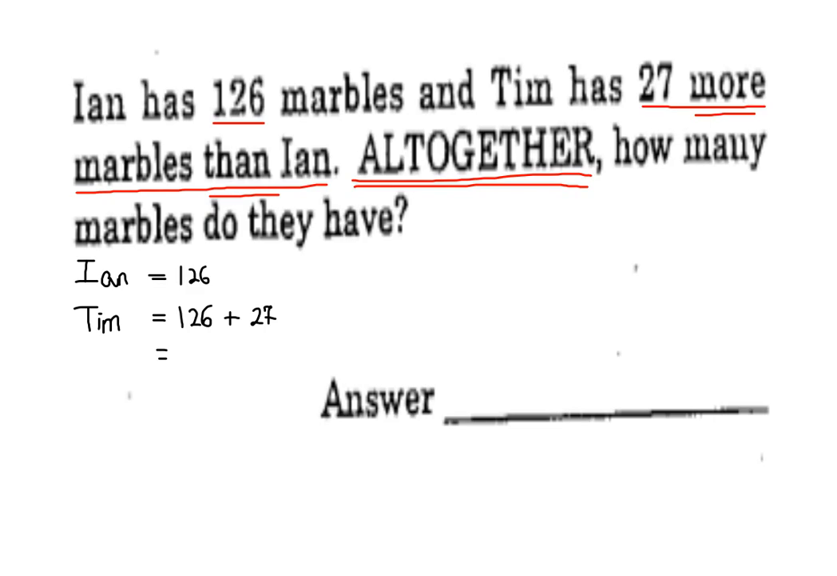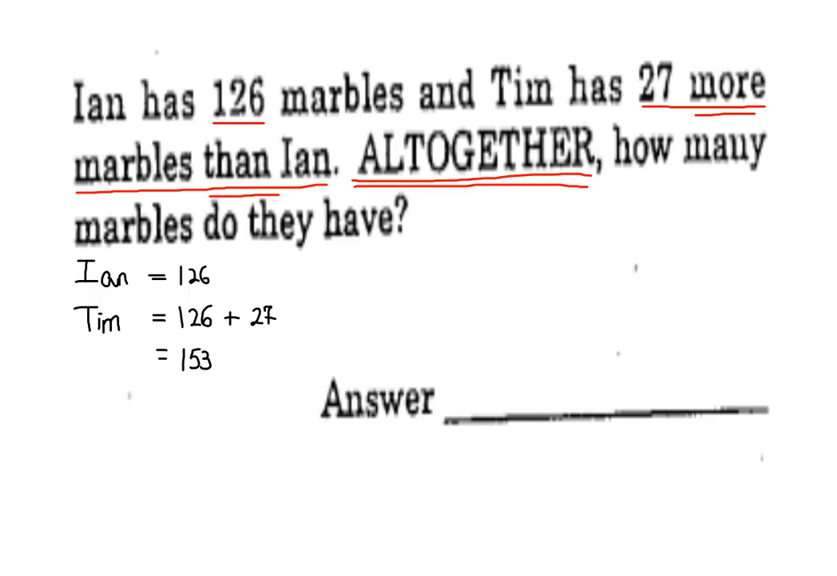Before I do that, tell me, what's 6 plus 7? If you had to add 6 and 7, how much would you get? Well, actually 3. 153. Because 6 and 7 is 13. That's what I was asking you. 153. Right? So Tim has 153.